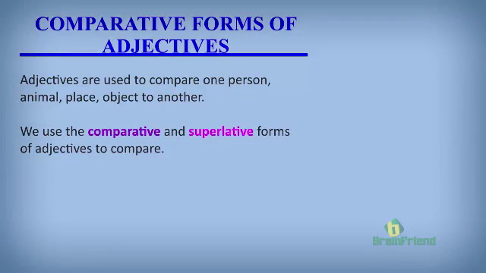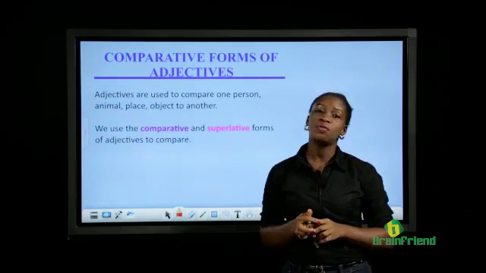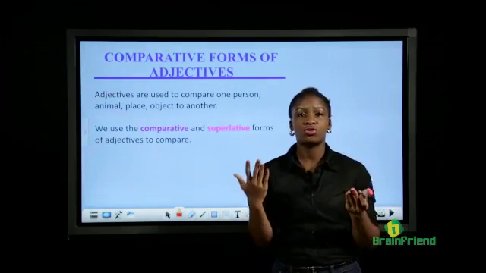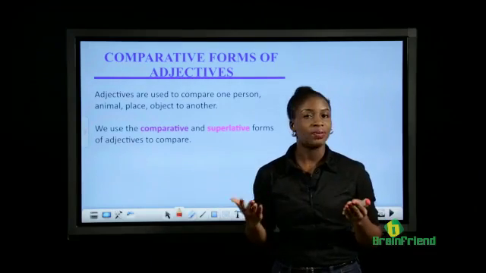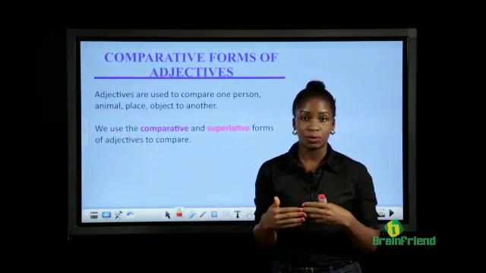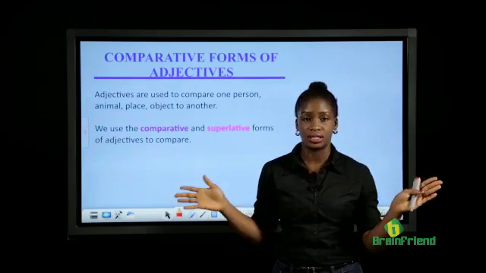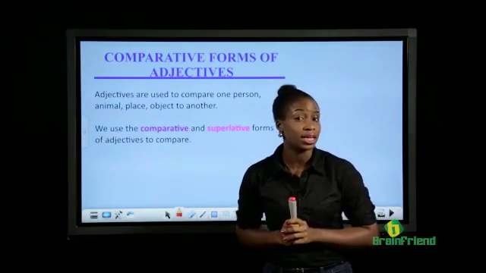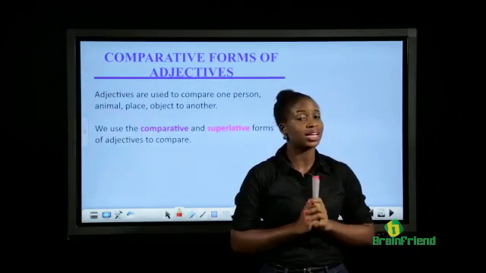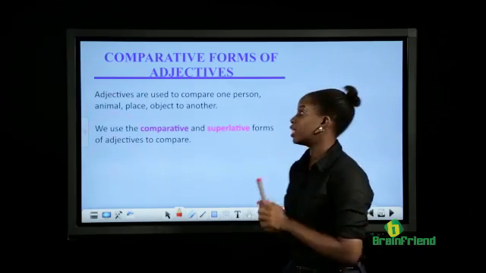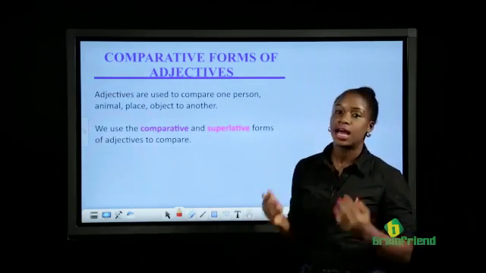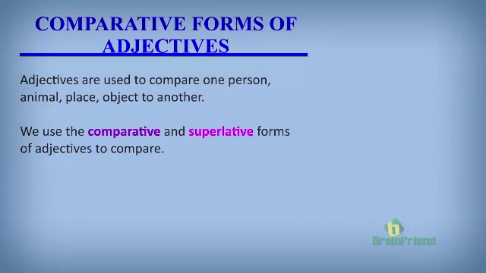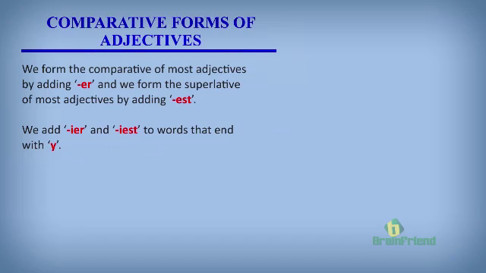We use adjectives to talk about nouns and pronouns. Now if you want to place two nouns or pronouns side by side and talk about them, check where they are similar and check where they are different. Check where one is better than the other. We still use adjectives in their comparative form. This means adjectives are used to compare nouns and pronouns to one another. And to compare, we use the comparative form and superlative forms of adjectives. Let's look at that now.